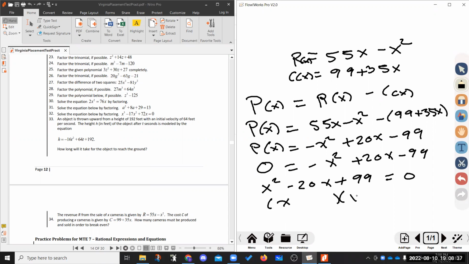The signs are both negative, and this is going to be 9 and 11. X equals 9 or X equals 11. So I don't have much of an area between 9 and 11. I have exactly 10 as the only place where I would make a profit in this model. That's not very good. So I have a quadratic equation here that expresses my profit.